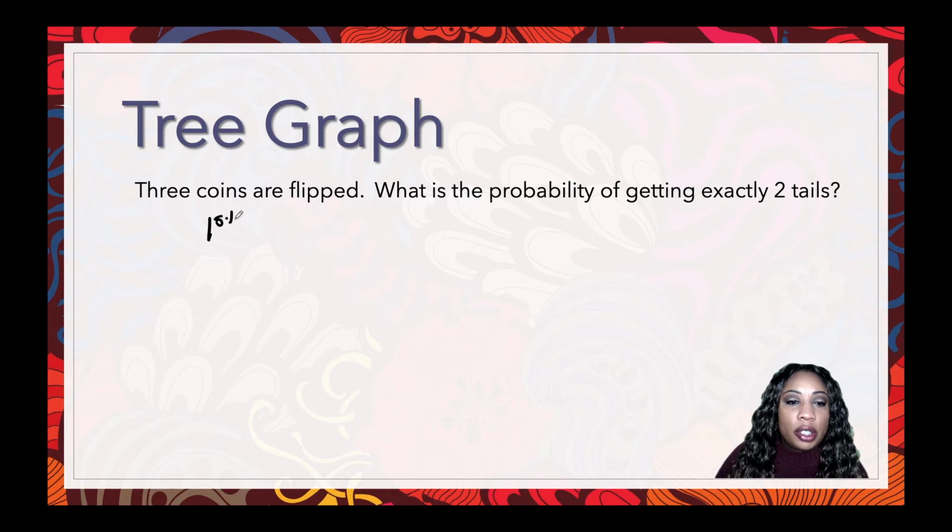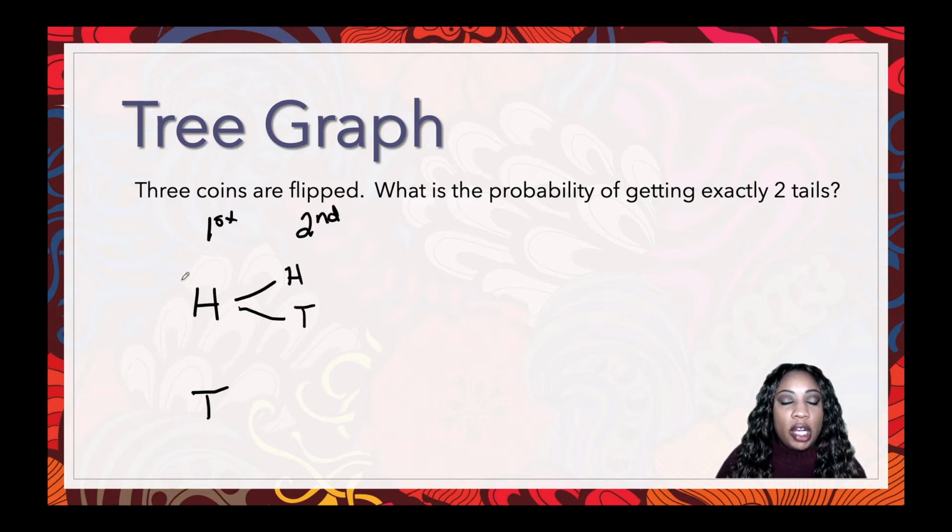So with our first coin, we can either get heads or tails when we flip it. And then to represent what we can get on our second coin, I'm going to break this heads up into heads and tails, which is saying the first coin is heads, then I get the second coin heads. Or I can get the first coin heads, second coin tails. And I'm going to do the same thing with my tails. So I can get tails heads or tails tails. So that's with 2 coins, but we're looking for 3.